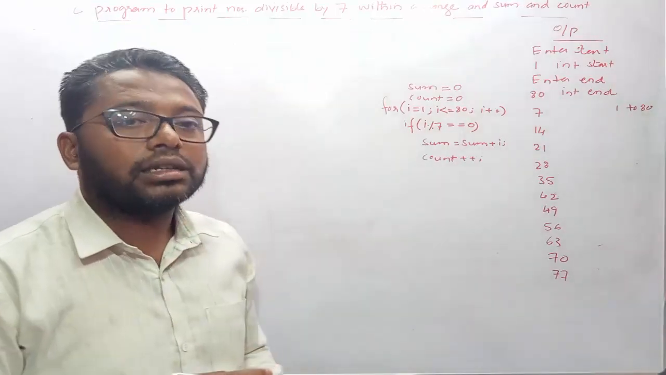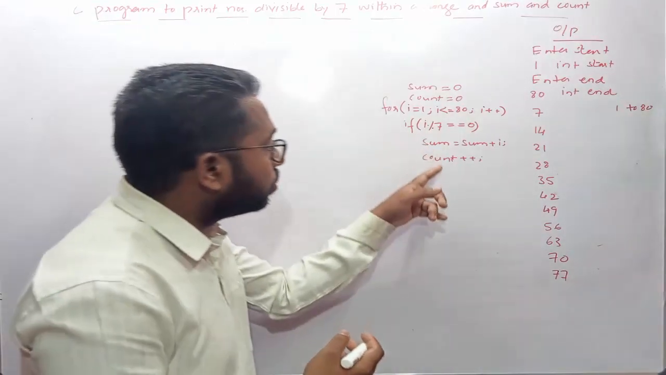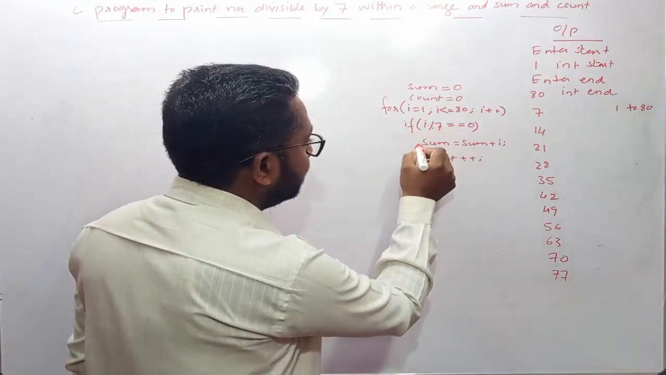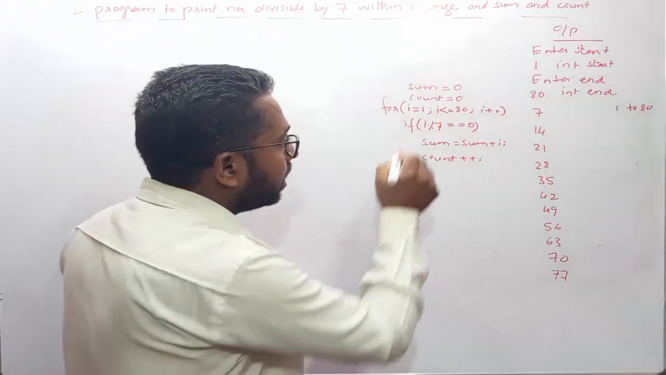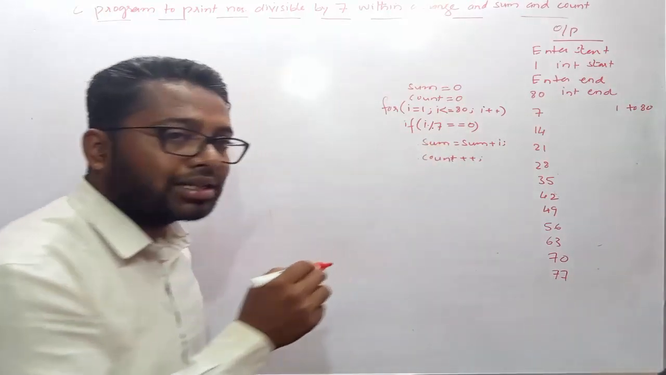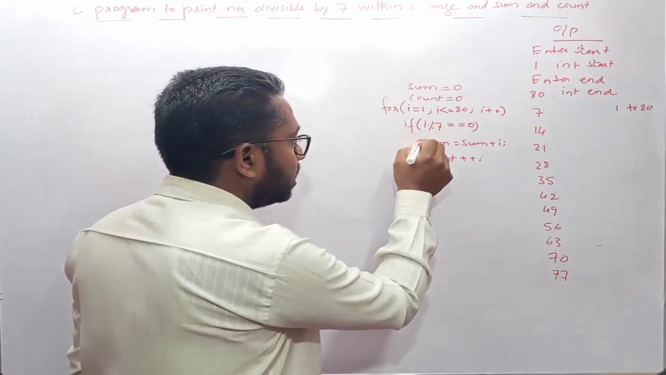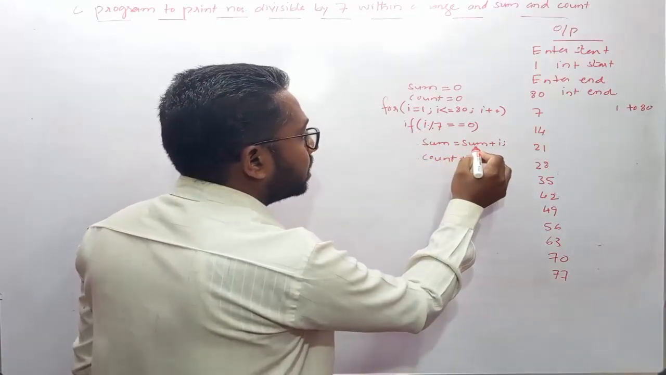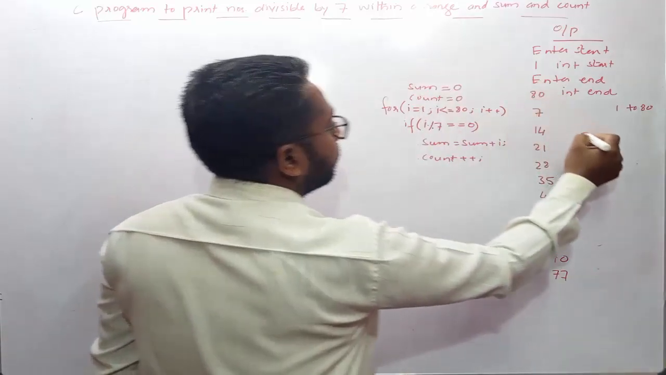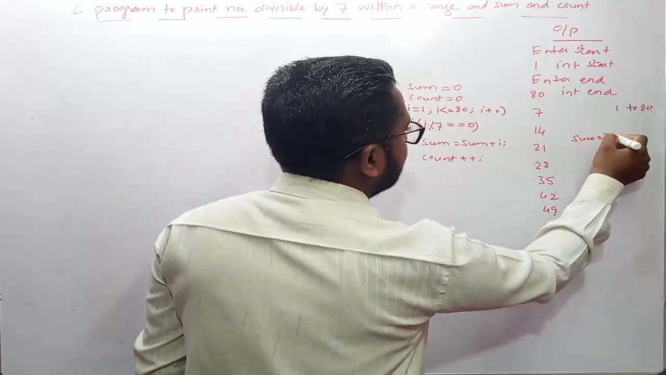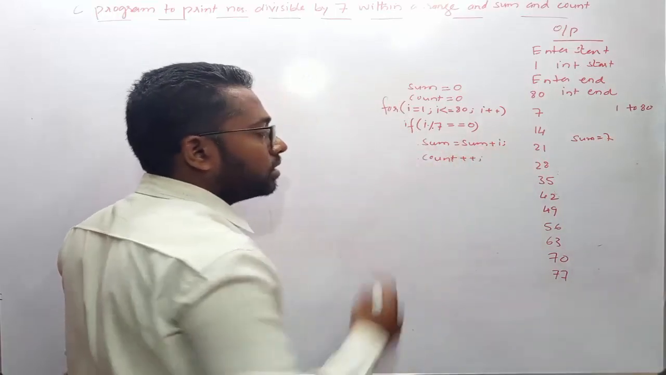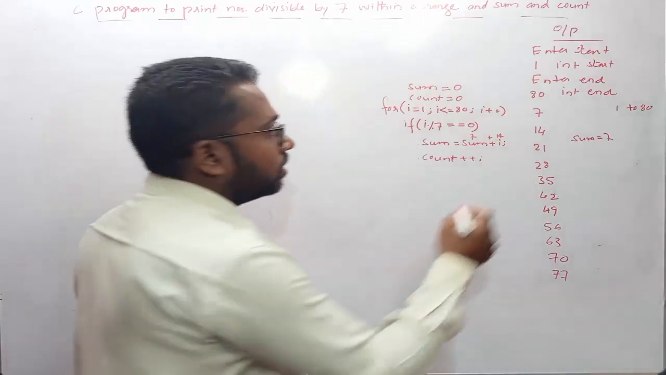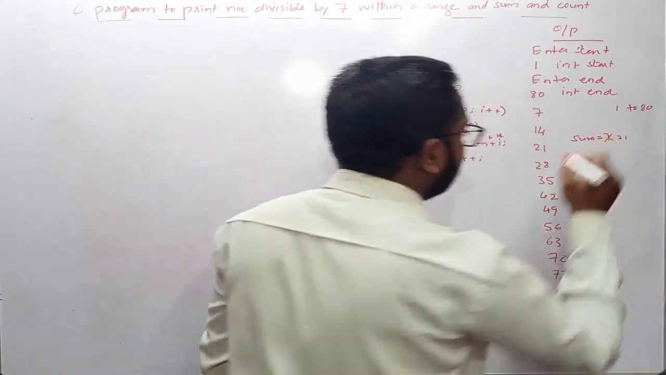14 mod 7, yes, completely gets divisible by 7. So I will take that value and store it. If this condition gets satisfied, these two statements get executed. Since 14 is completely divisible by 7, control will come inside the if block to execute this statement, where I will be performing the addition of sum. In the earlier case it was 7. Now 7 plus the I value, 14, so the new value of sum will be 21.